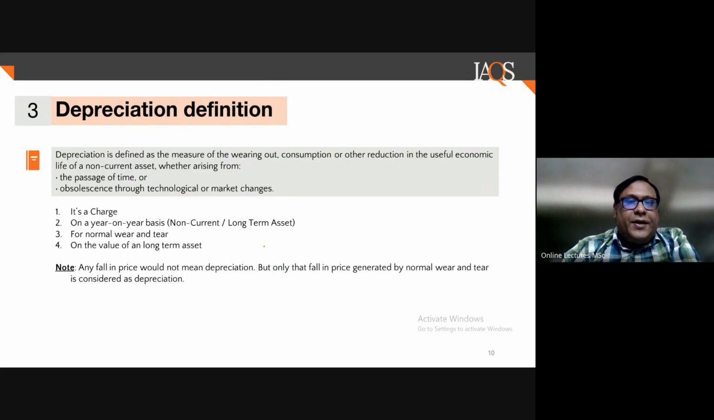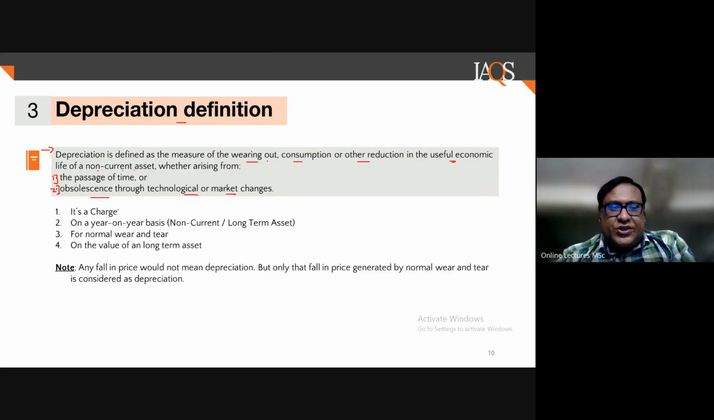Next, depreciation charge. Depreciation is the loss of the value of the asset due to usage, wear out, consumption, efflux of time, basically obsolescence due to technological change and so on. Depreciation is defined as a measure of wearing out, consumption, or other reduction in the useful economic life of the non-current asset, whether arising from number one, passage of time, number two, obsolescence of technology.